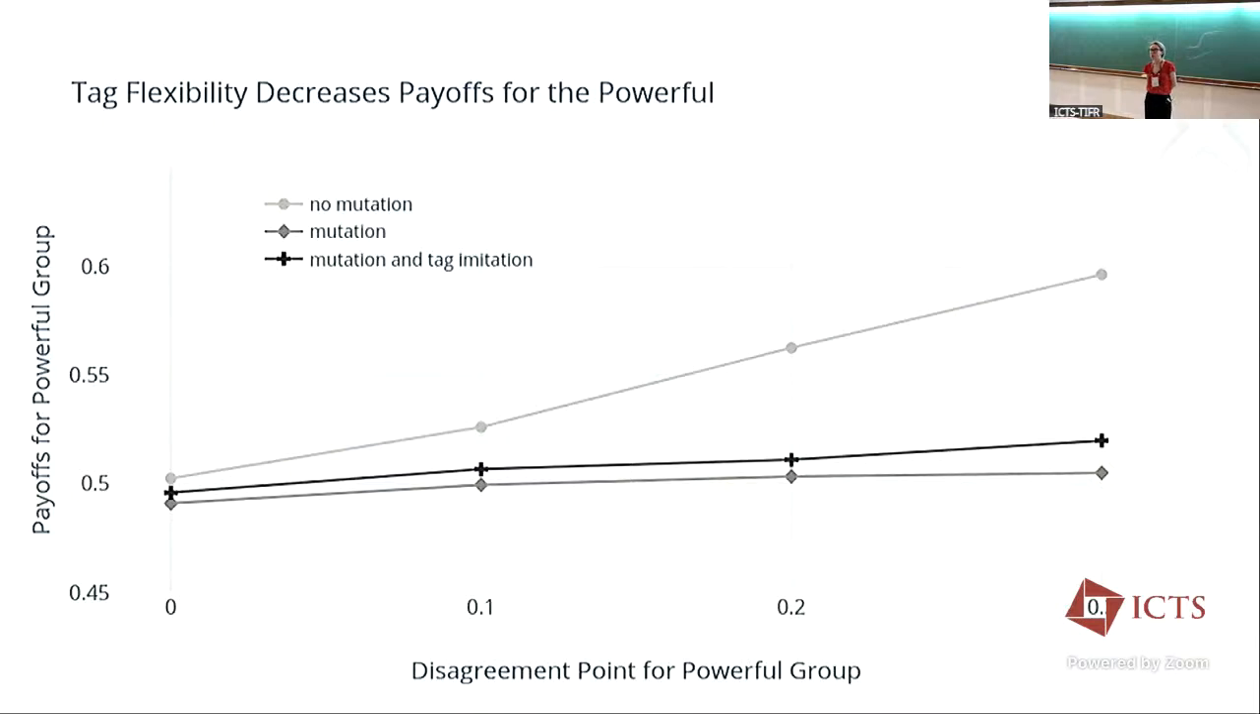It also decreases the expected payoffs for the powerful group. So here, again, we're increasing the power of the powerful group and looking at these 3 treatments: no mutation, random mutation, and then mutation and in-group imitation. And seeing what percentage of the pie the powerful group gets on average at the end of the simulation. With no mutation, that power matters to them. They start getting more and more. When we add either of those types of flexibility, they get very little advantage from being powerful because we're not seeing the inequitable outcomes popping up in the model.